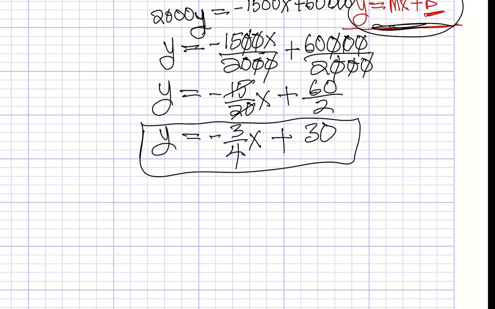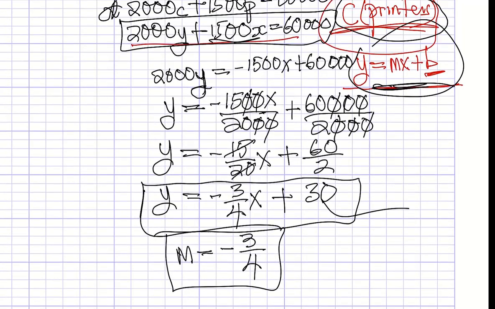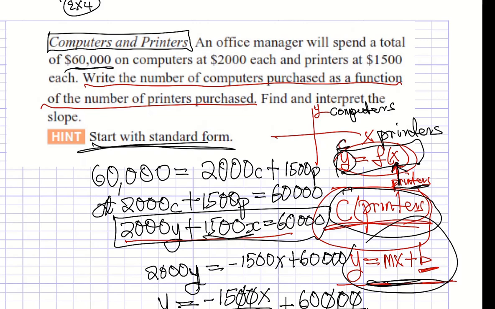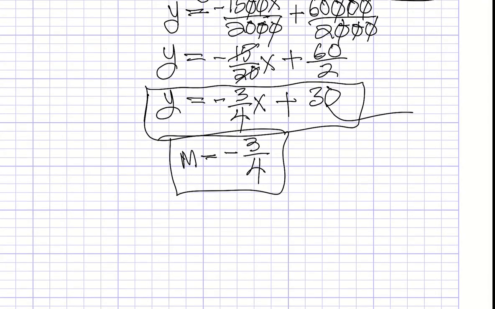Since it's in that form, we say the slope is equal to negative 3 over 4. You see it, right? That's all the information we need. This is the y-intercept, but we don't worry about that. What the problem says is find and interpret the slope. We found the slope right there. What does that say? It's a negative slope.